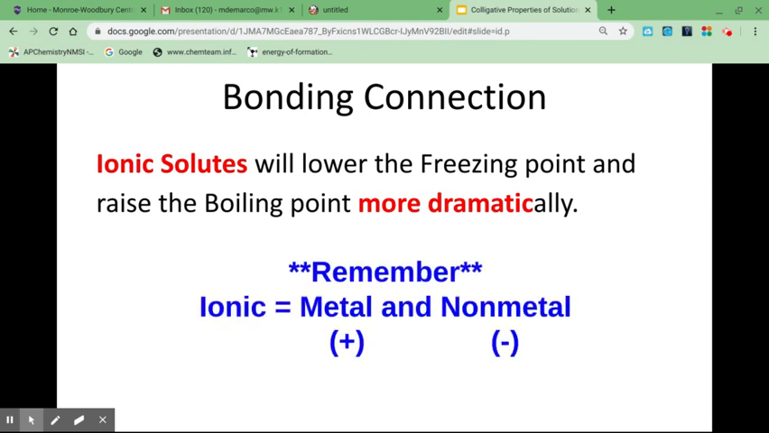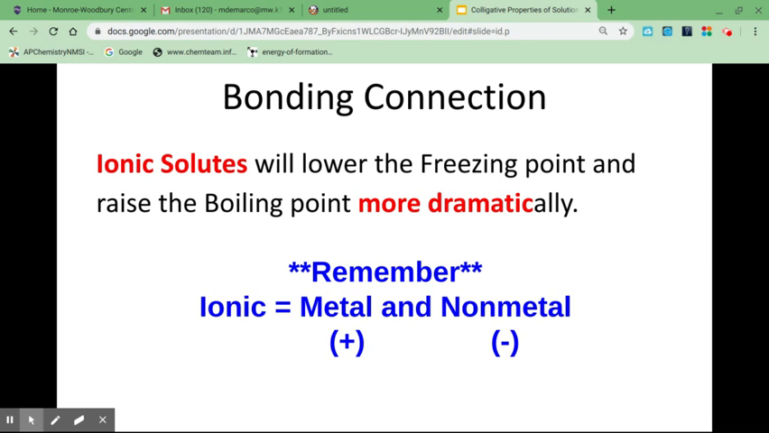Remember, when something is ionic, it has to be made up of a metal and a nonmetal. So that's a positive and a negative coming together. So in these problems, when they're asking you about a colligative property, as soon as I see a metal, I know something's ionic.